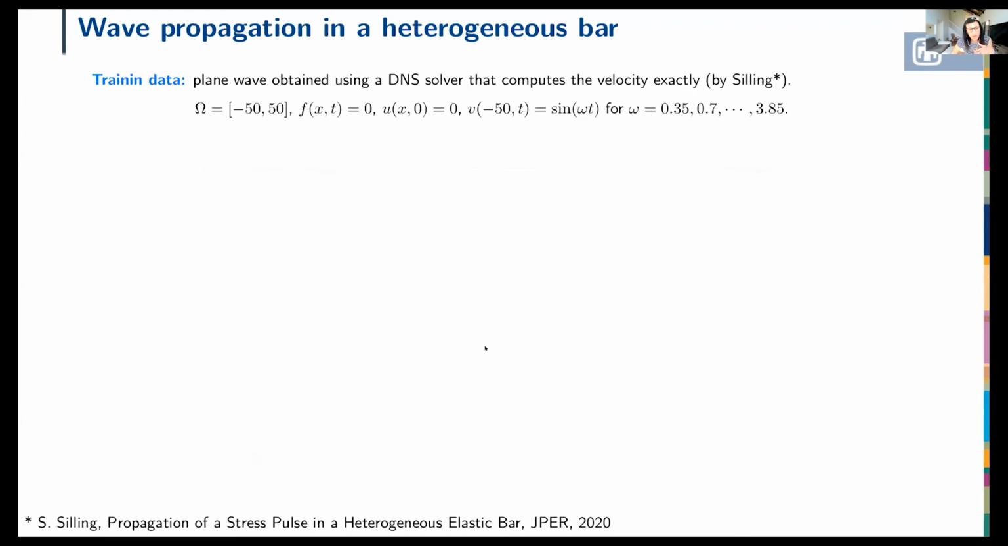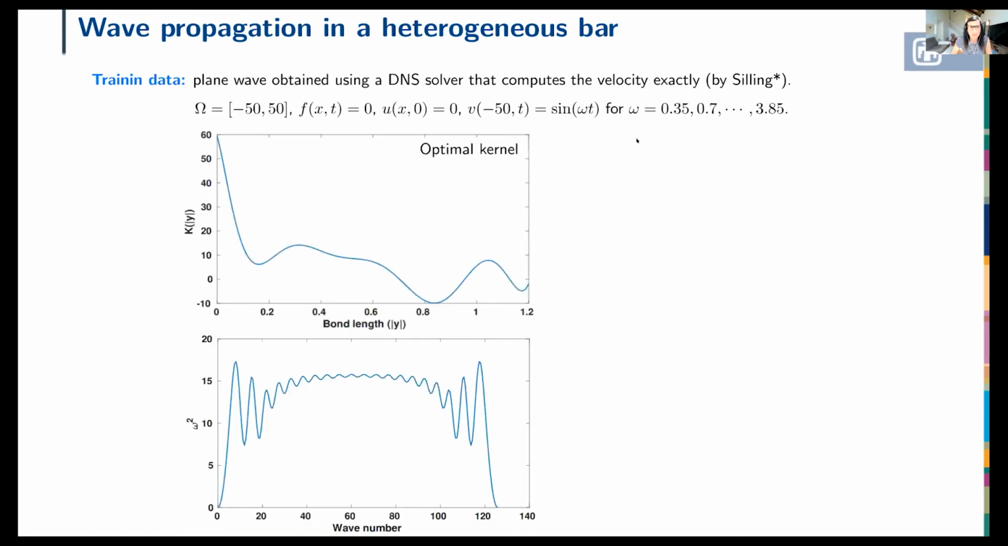So I'm going to show you how matching the group velocity actually makes the difference. We train on plane waves. These are very simple. This is the domain. These are very simple waves, just a sinusoidal boundary condition for the velocity at one side. And we use different frequencies. This is the optimal kernel. It is allowed to be negative. The problem is still well posed, simply because the time dependence makes it well posed.